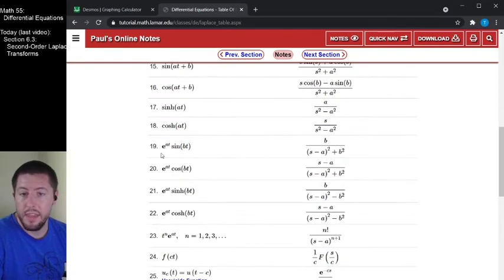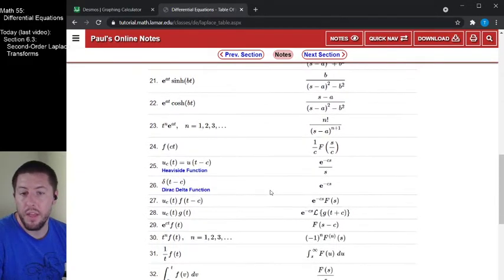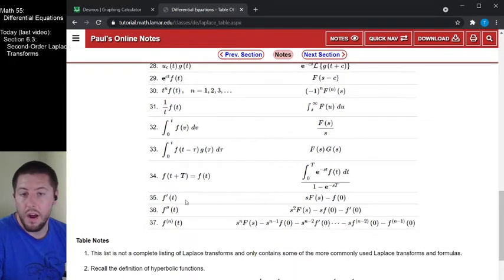What else did we get? We did these two just now, 19 and 20, and you should notice these are just the shifted versions of the sine and cosine ones from above. So those are all the ones that we've got. The only other ones that we've seen are the first and the second derivative. It's s times the Laplace transform at s minus the function evaluated at 0, and s squared times the Laplace transform of the function at s minus s times the function evaluated at 0 minus the derivative of the function at 0. Those are all the ones that we've already seen out there.